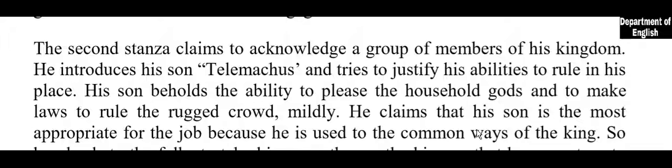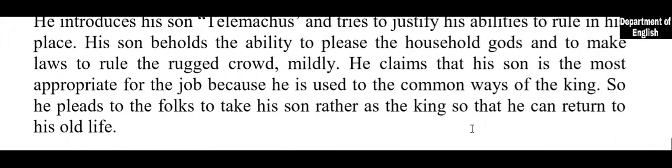The second stanza claims to acknowledge a group of members of his kingdom. He introduces his son Telemachus and tries to justify his abilities to rule. His son has the ability to place the household gods and to make laws to rule the ragged crowd meekly. He claims that his son is the most appropriate for the job because he is used to the common ways of the king. So he pleads to the folks to take his son as the king so that he can return to his old life.